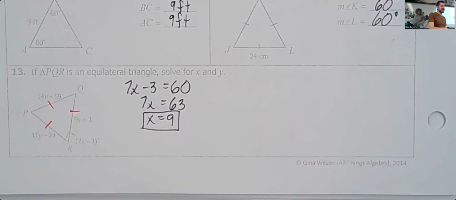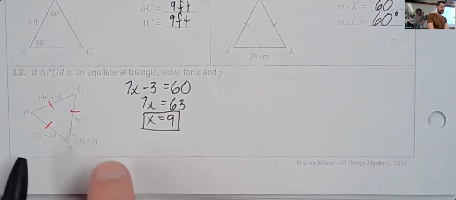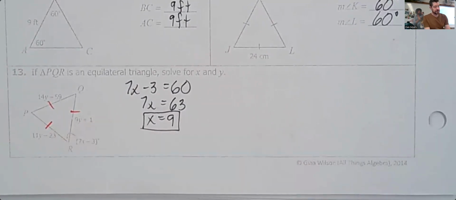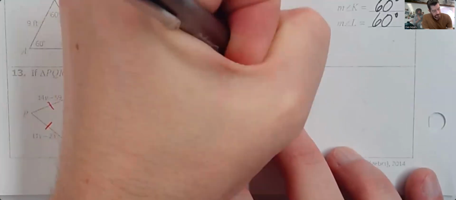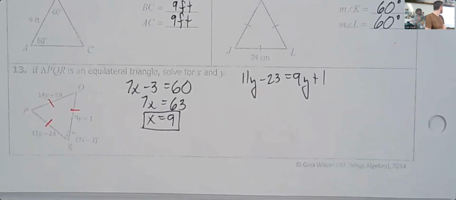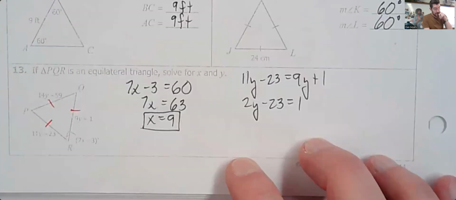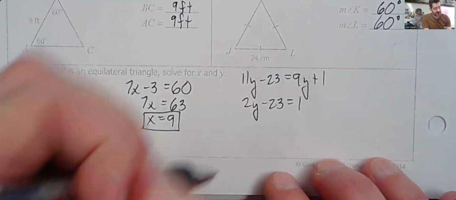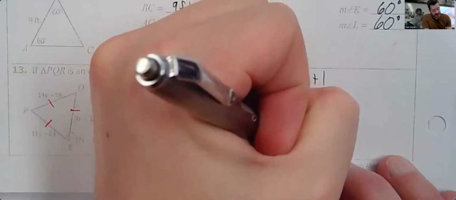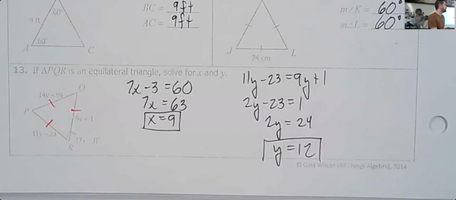Usually what I do in this case, we actually solve problems like this in lesson 4.1. Usually what I do is I'll take the 2 lengths that have the smaller numbers and put those equal to each other. So I'm just going to put that one equal to that one to solve for y. So I'm going to say 11y minus 23 equals 9y plus 1. And then solve for y. So I'm going to subtract 9y from both sides. That would be 2y minus 23 equals 1. And we can add 23 to both sides. That would be 2y equals 24. And then divide by 2, 24 divided by 2 means that y equals 12. So x equals 9, y equals 12.